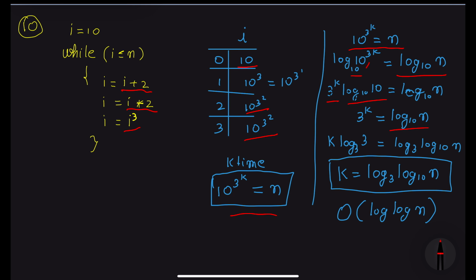Now we can take the log again. So the k will come in front, and it can be written as log base 3 of 3, and log base 3 of 3 can be written as 1. So the final answer will be k equals log base 3 of log base 10 n. So here the base can be written as 10 and the power can be written as 3. So the final answer will be big O of log n.